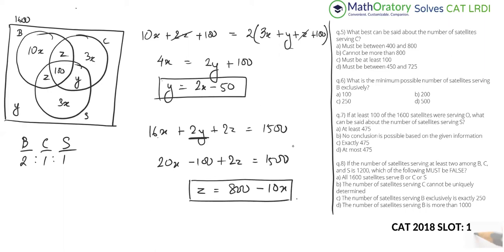So let me draw another Venn diagram. What I'm going to do is just substitute this y and z with x. That is all I'm going to do. I'm going to do this in the same Venn diagram itself. But ideally, you should be doing this in a different Venn diagram. But I have a lack of space, so I'll do it in this Venn diagram itself.